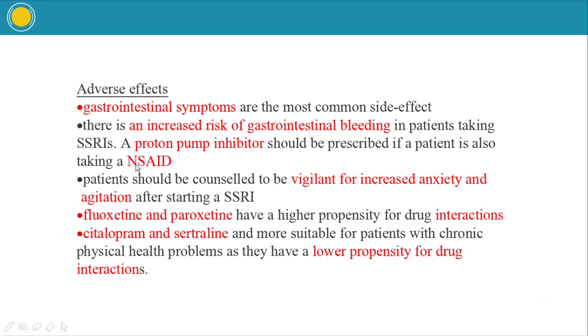If the patient is really using an NSAID together with an SSRI, we strongly recommend a PPI, proton pump inhibitor, to be co-prescribed together with the NSAID or aspirin. Otherwise, the risk for GI bleeding will be much higher. Okay, we also have to be extremely cautious and vigilant for increased anxiety and agitation if we start an SSRI.